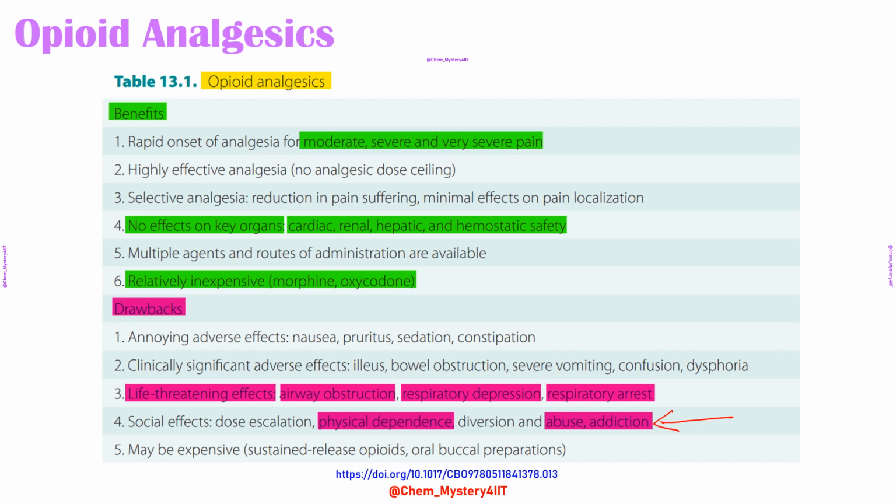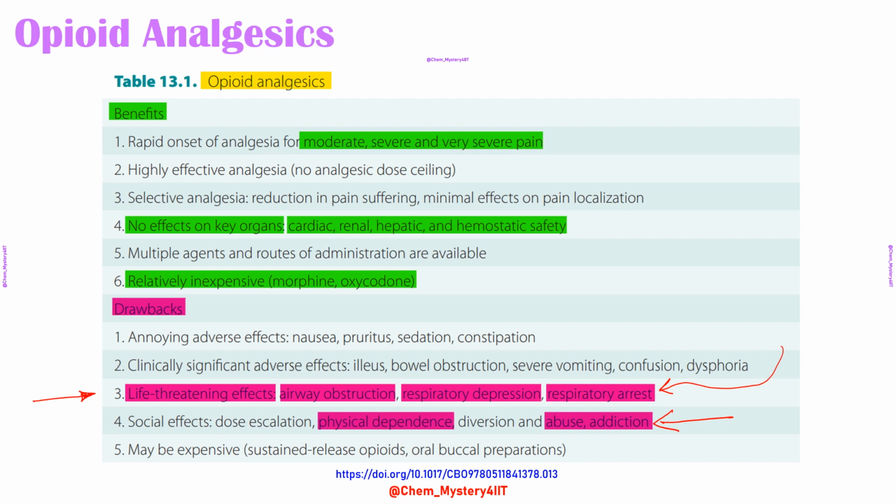And second, probably the most important drawback, the major hurdle in the use of opioid analgesics, is that they are known to obstruct the airway. This brings in respiratory depression, and a number of times these things lead to respiratory arrest. People die of asphyxia if they have taken too much of the opioid analgesic without proper medical supervision.